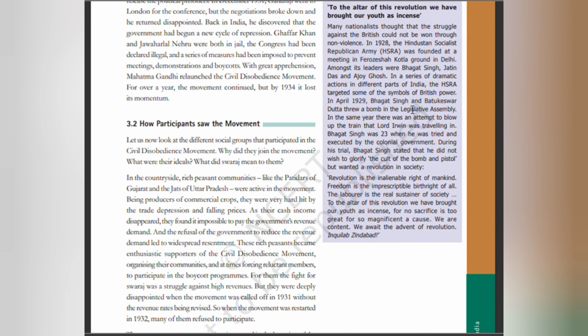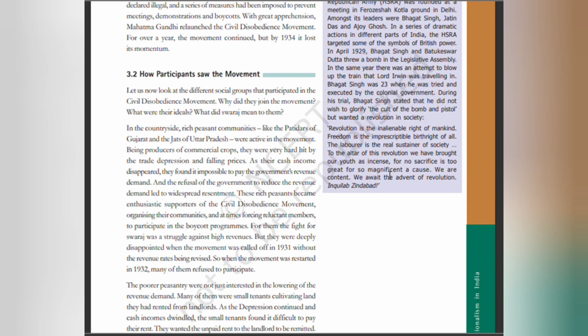In April 1929, Bhagat Singh and Batukeshwar Dutt threw a bomb in the Legislative Assembly. In the same year, there was an attempt to blow up the train that Lord Irwin was travelling in. Bhagat Singh was 23 when he was tried and executed by the colonial government. During his trial, Bhagat Singh stated he did not wish to glorify the cult of the bomb and pistol but wanted a revolution in the society.